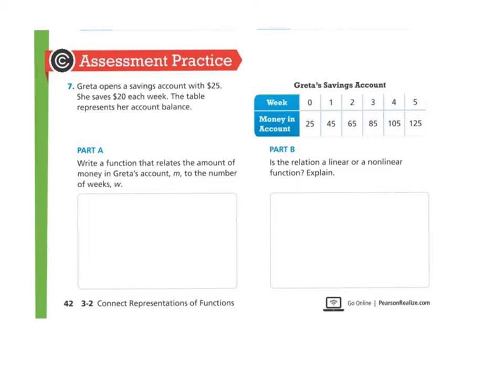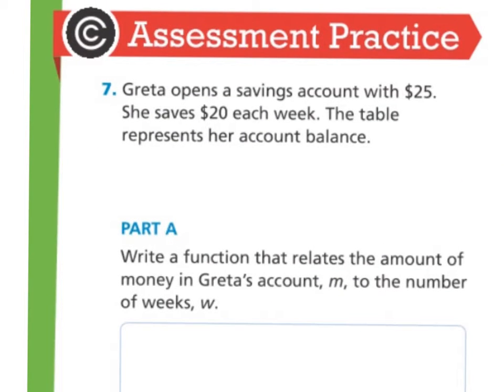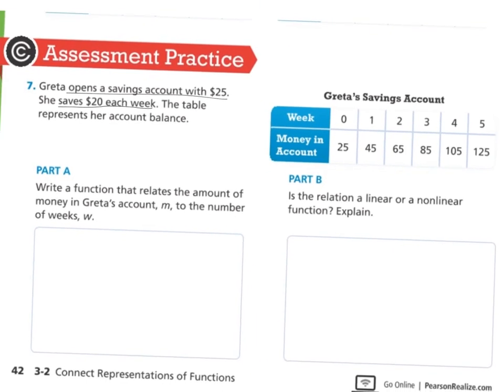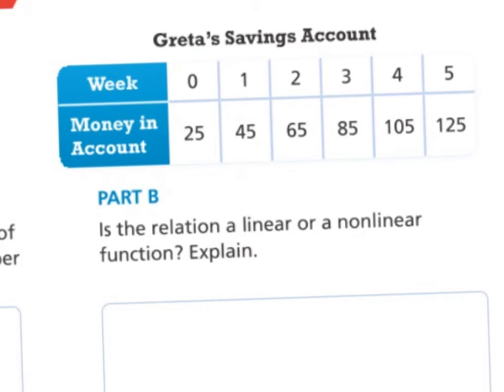Number 7, Greta opens a savings account with $25. She saves $20 each week. The table represents her account balance. Write a function that relates the amount of money in Greta's account M to the number of weeks W. So you can see the 0, 25, that's representing that she started with $25 in there. And then after a week, she added $20. After a week, she added $20, and so on.